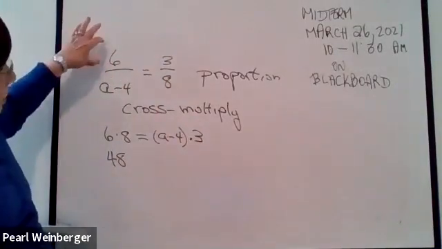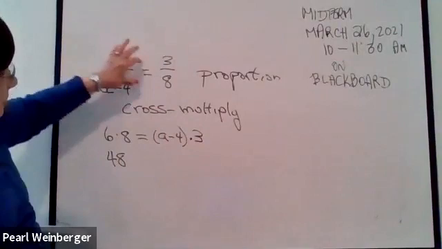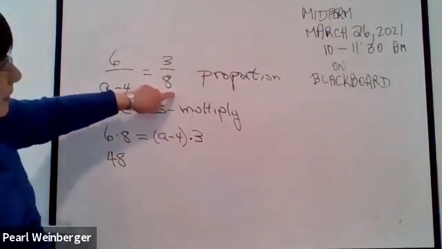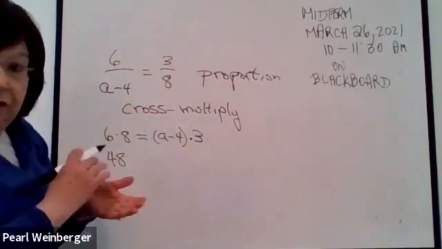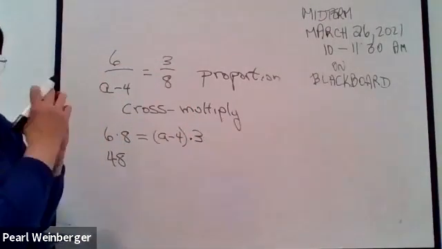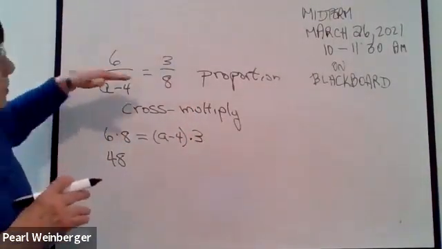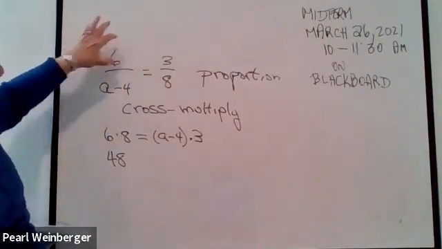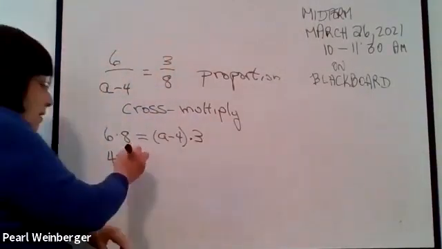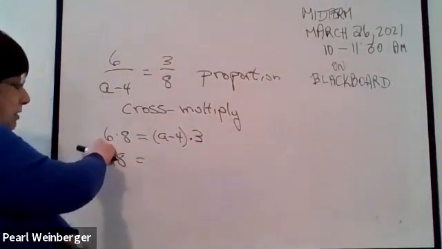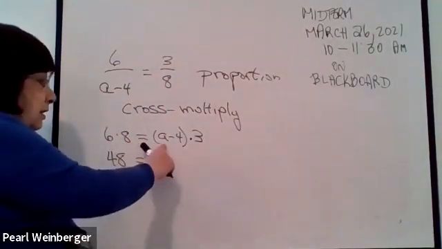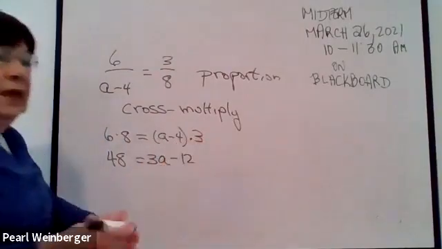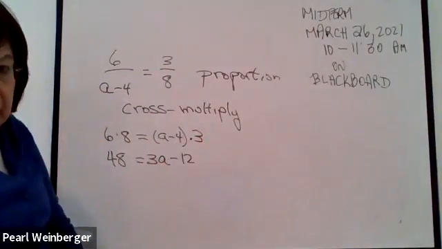But be careful. It has to have an equal sign in it, and you have to multiply the numerator of one with the denominator of the other. Notice it's not like multiplication of fractions, because when we just had plain fractions to multiply, we multiply the numerators together and we multiply the denominators together. Here, when you have an equal sign, you multiply a numerator by a denominator. What is the advantage of that? Well, over here we get 6 times 8, which is 48. And here we distribute the 3, we get 3a minus 12. It makes the equation a much simpler equation.